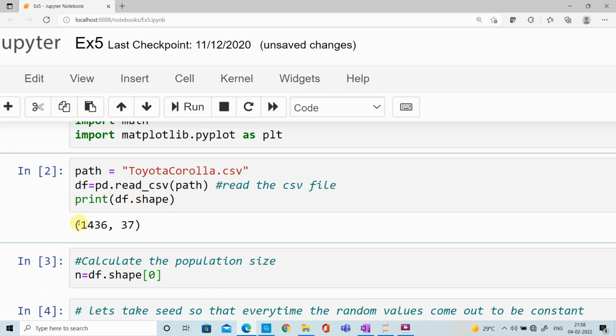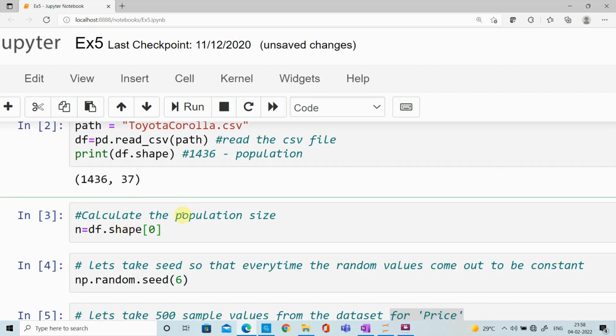The shape represents how many items are available. So here I can take 1436 as my population. I am not going to use the whole population. Instead, from this population I will take a sample and calculate the sample mean, and by using that I am going to estimate, or infer, what my population mean is. First I am taking my population size, because the first value in the tuple represents the population size.